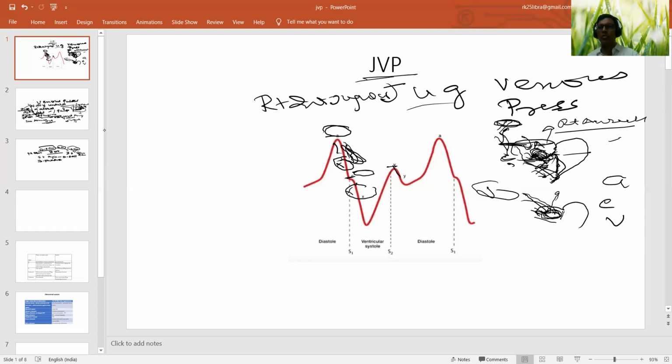तो ए वेव में तो सीधी सीधी सिंपल सी बात है कि यहाँ पर एट्रिया कॉन्ट्रैक्ट कर रही थी. एट्रिया जब कॉन्ट्रैक्ट कर रही थी तो प्रेशर आ रहा था. तो प्रेशर हमने बताया जुगुलर वीनस वेन, इंटरनल जुगुलर वीनस वेन में आप फील कर रहे थे.